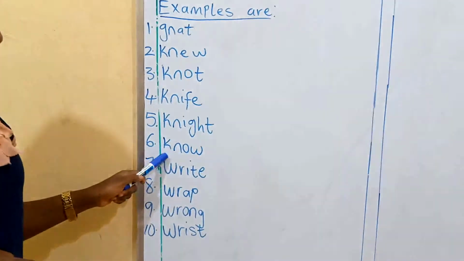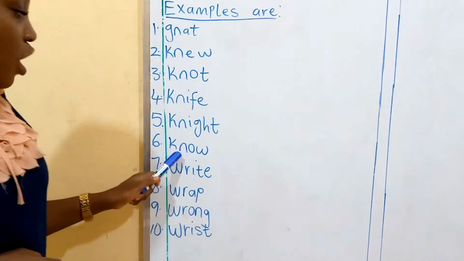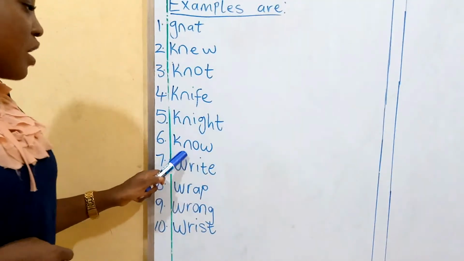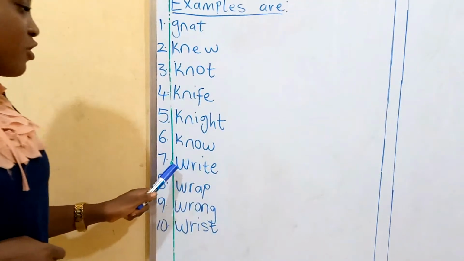Okay, now look at the next one. What's this? Noun. Noun. Okay, now number 7.